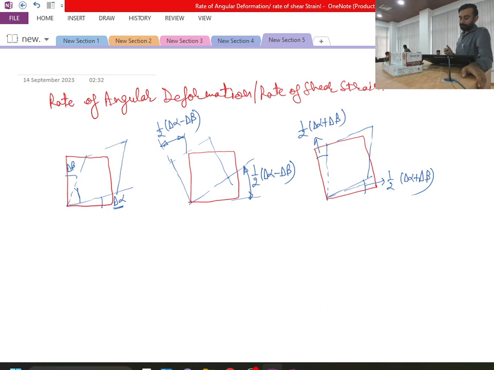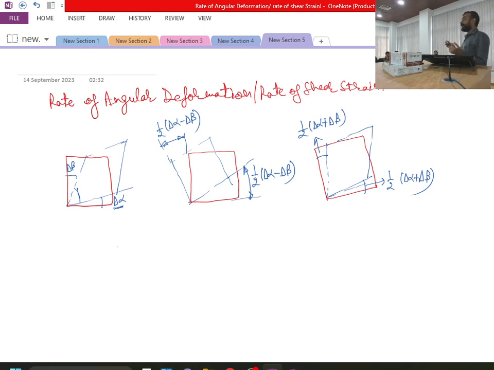Now there may be representations of magnitudes wrongly in this figure, so please keep that in mind. This delta alpha angle should be larger than half of delta alpha minus delta beta, so representations may be wrong in terms of magnitude, but angle wise these are represented correctly.